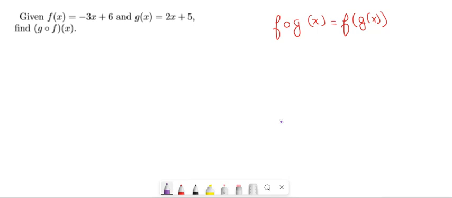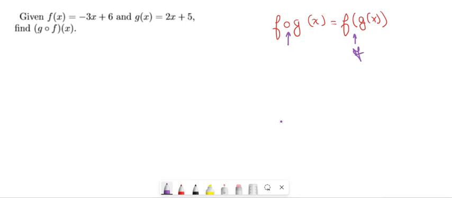Now another thing that you want to know is how to read this. You read the circle as "o". So this is read as f o g of x, and how do you read this? Basically f of g of x. So you can read it one way or the other. It's simply the composition of two functions.